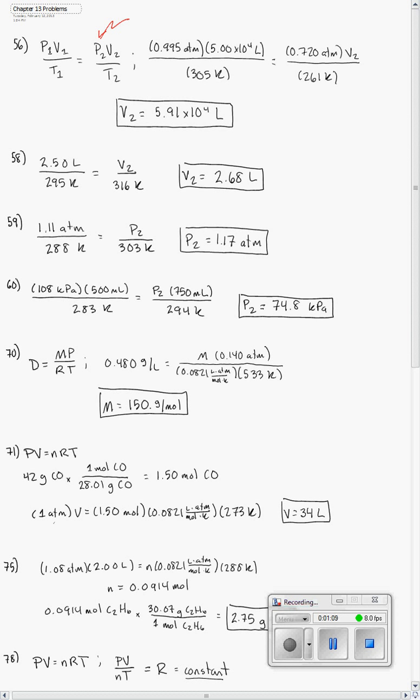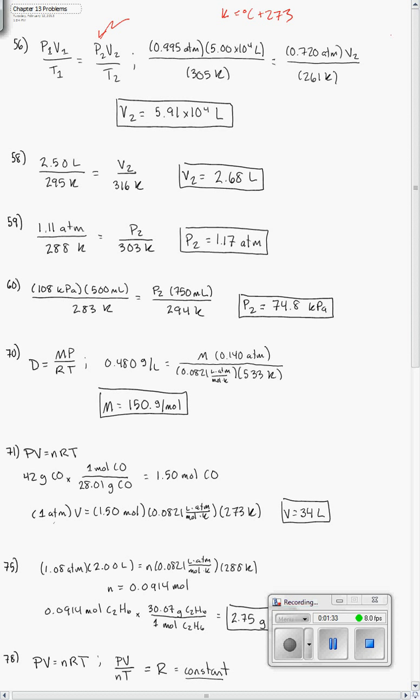Okay, on the right side, we have our final conditions. So when this balloon rises into the atmosphere, it'll rise to a height where the air pressure is 0.720 atmospheres, and the temperature is negative 12 degrees Celsius. Negative 12 degrees Celsius is 261 Kelvin. And you get that conversion because you know that Kelvin equals degrees Celsius plus 273.